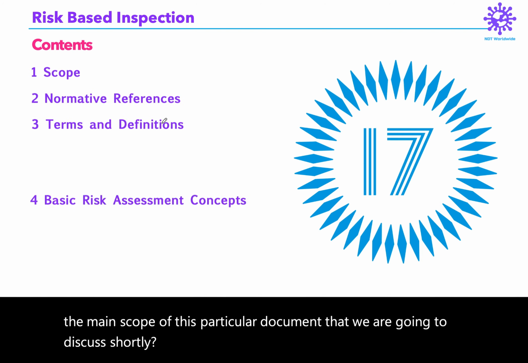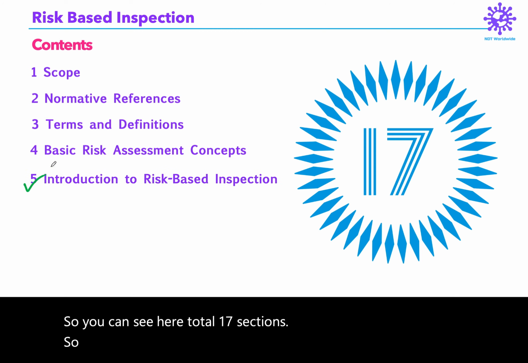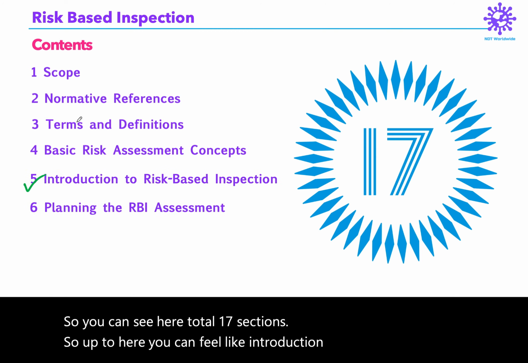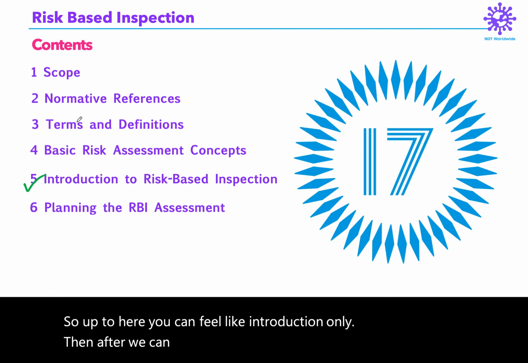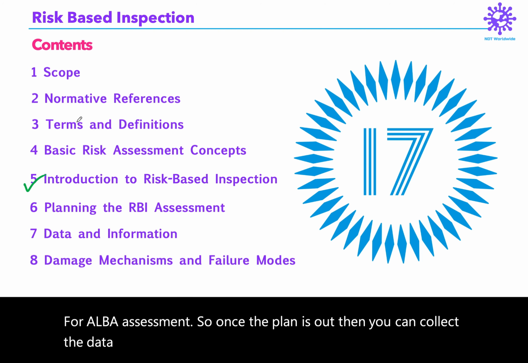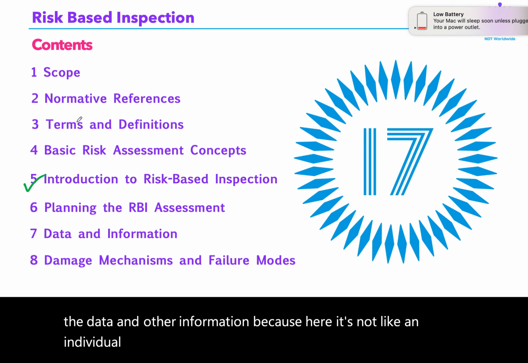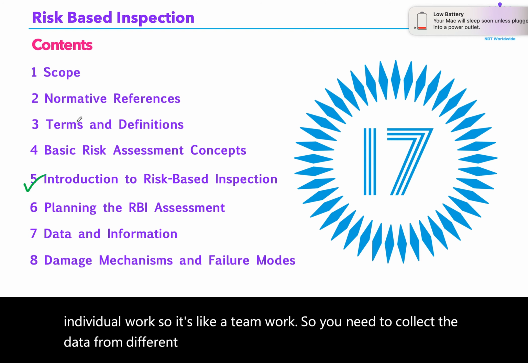So you can see here a total of 17 sections. Up to here you can treat it as introduction only. Then after that we can enter into the planning for the RBI assessment. Once the plan is out, then you can collect the data and other information, because here it's not like an individual work. It's a teamwork. So you need to collect the data from different departments, including the owners as well.